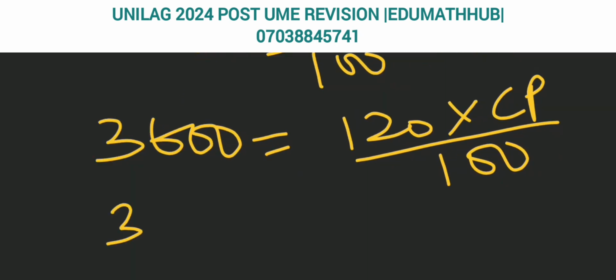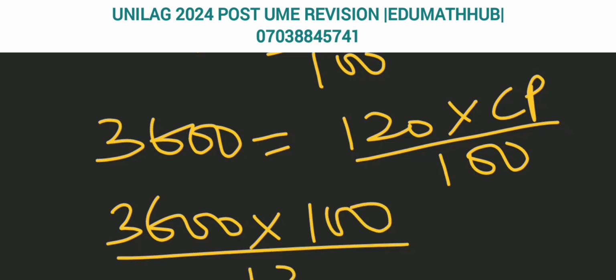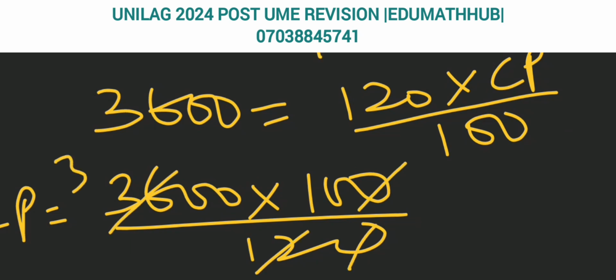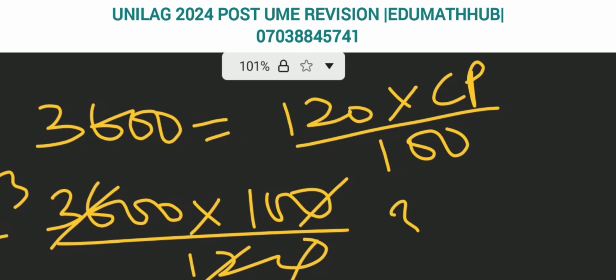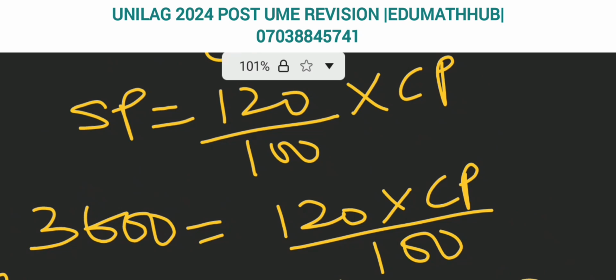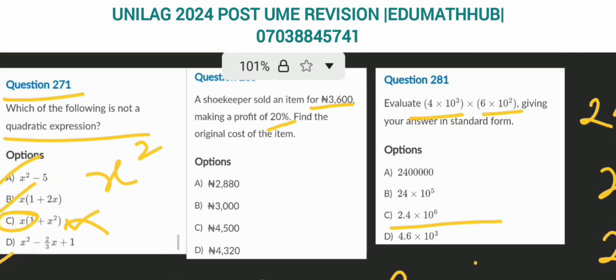So all you have to do is do simple cross multiplication. Then you're dividing by 120 to get the cost price. Then from here, you cancel out, okay? 12 in 36 is 3. So you're going to have 300 times 10. So the cost price is 300 times 10, which is 3,000 naira. Then move to your option and look for 3,000 naira there. So the answer is option B.